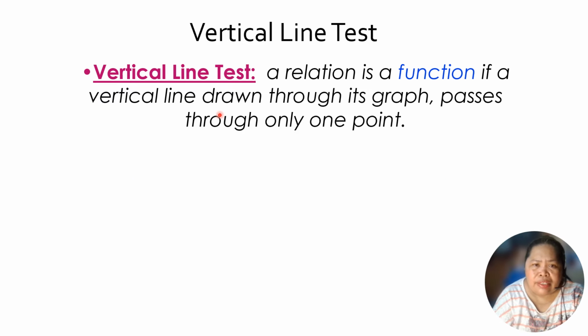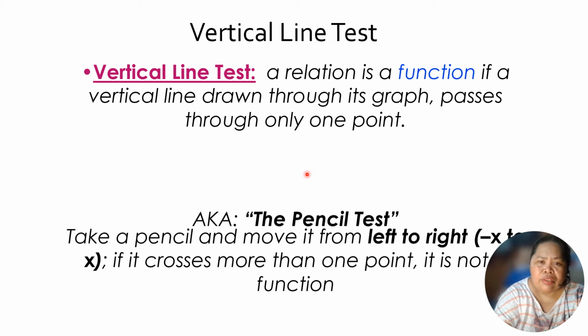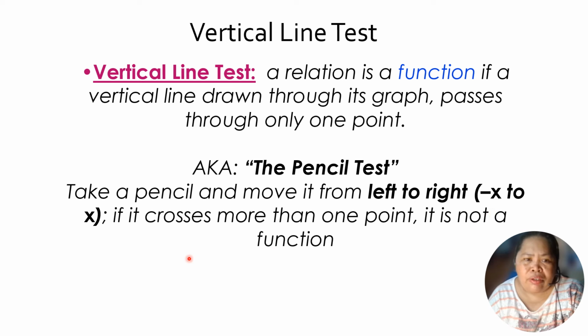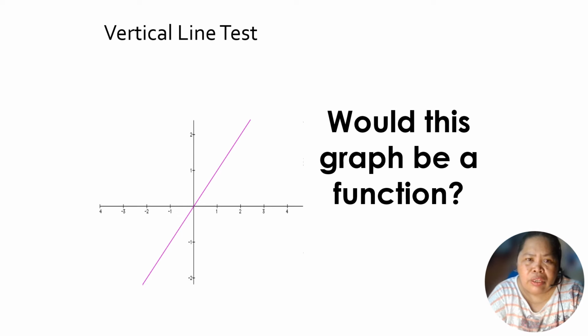Okay. Next, let's have the vertical line test. The vertical line test says a relation is a function if a vertical line drawn through its graph passes through only one point. It's also known as the pencil test. Take a pencil and move it from left to right, from x to x. If it crosses more than one point, it is not a function. Okay, so we have the vertical line. Would this graph be a function? So, let's see. Okay. Is this a function?